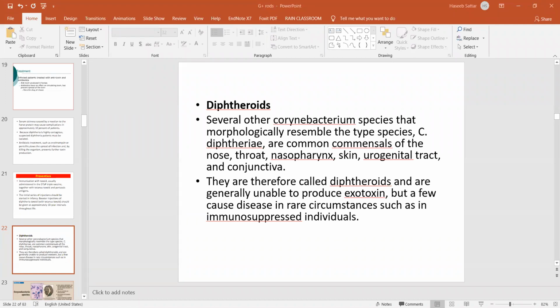These diphtheroids are unable to produce exotoxins, and normally they don't cause any disease. So they are not clinically important, but they only cause disease when there is immunocompromise. So diphtheroids are morphologically resembling Corynebacteria, which resemble Corynebacterium diphtheriae, and these bacteria do not produce exotoxin.